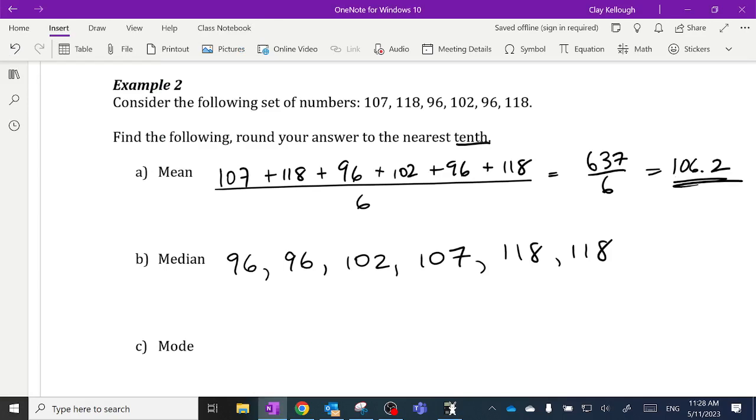Yes, when we test you on this unit, if you round wrong, you lose half a mark. So make sure we're rounding properly the way they taught us back in elementary.